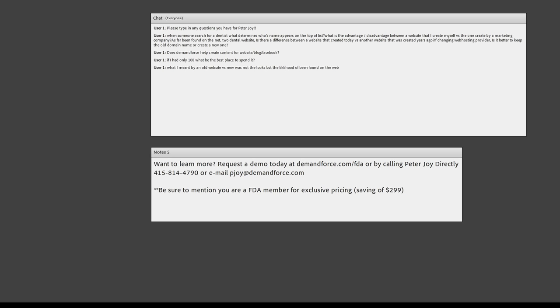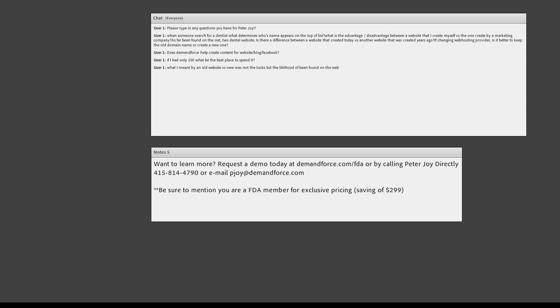Okay, so there's a little bit of clarification on one of the questions. What I meant by an old website versus new was not the looks, but the likelihood of being found on the web. I apologize for that.